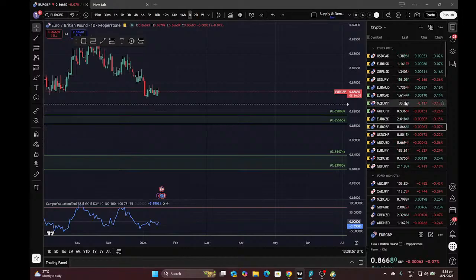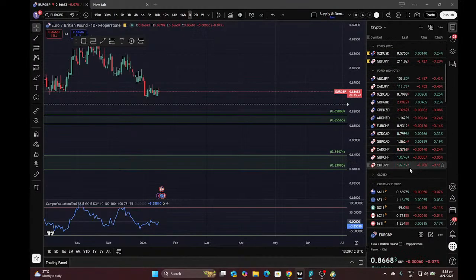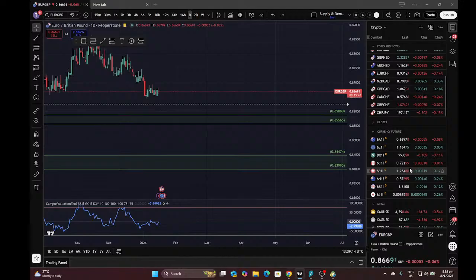So let's move on to the next currency pair. Okay, maybe before that we just look at the futures and see if there is any particular currency pair that we should actually start targeting. Right, let's do the popular one, dollar.